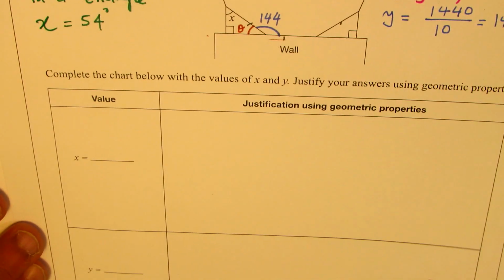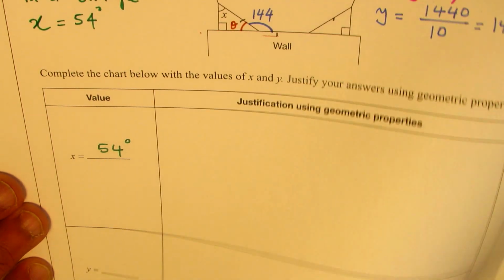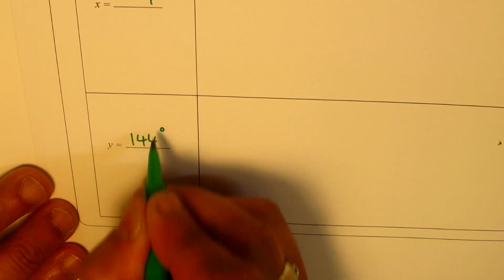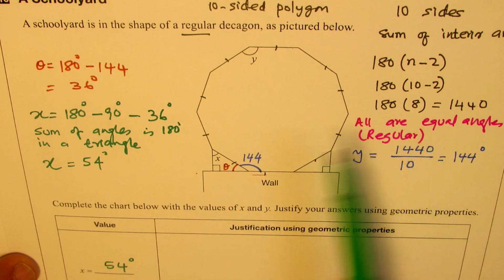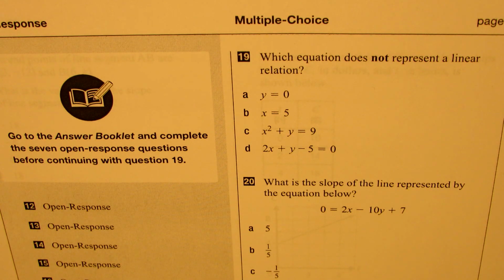Now we'll write down our answer. The value of x is 54 degrees and the value of y is 144 degrees, right? Justification is right there. So with this, we come to an end of open response questions. I hope you have understood the steps and the concepts behind. We have already solved the open response questions. Now here are a few more multiple choice.